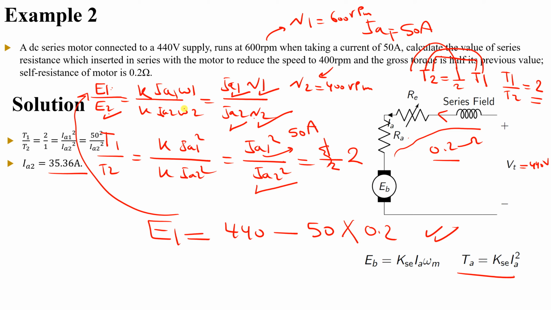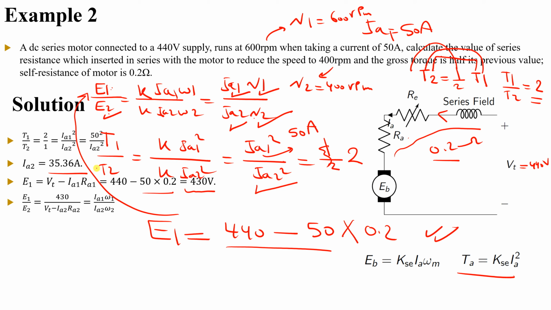And then what are we going to do? We are going to get E1. So E1, as I just explained, is 440 minus 50 multiplied by 0.2, which gives us 430 volts. Now we will substitute it in this equation here: E1 over E2 equals IA1 N1 over IA2 N2. So E1 is 430 as was obtained, and E2 we can obtain, and then we can obtain the new resistance.